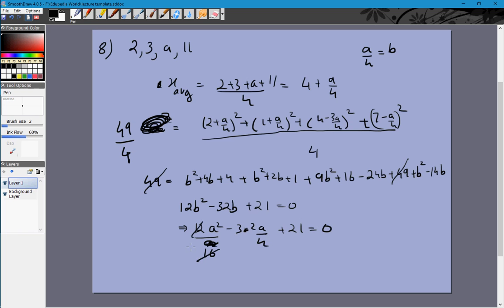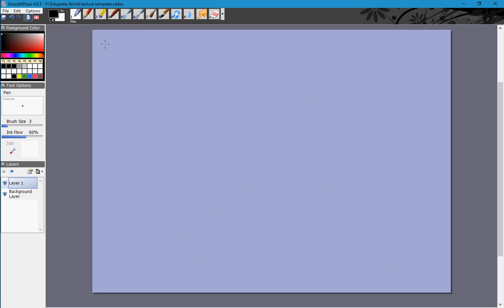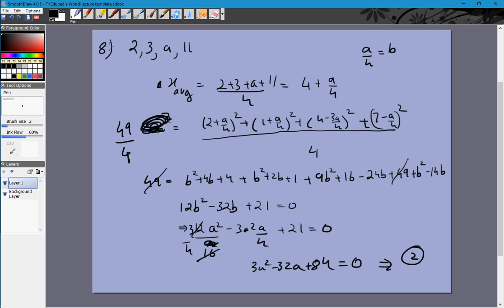Okay, so you cancel this, what you get is 3 by 4. You multiply both sides by 4, what you get is 3a squared minus 32a plus 84 is equal to 0, which means the answer is option 2. So this was 86, not 8.